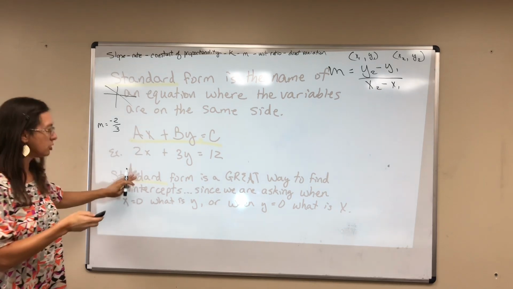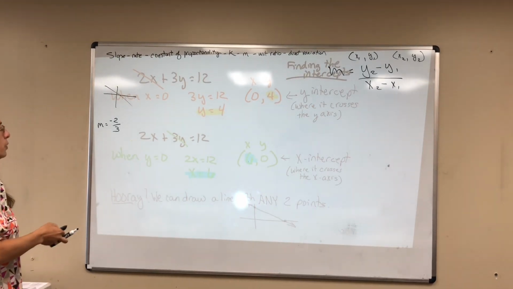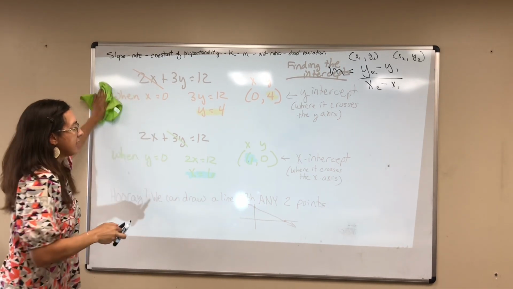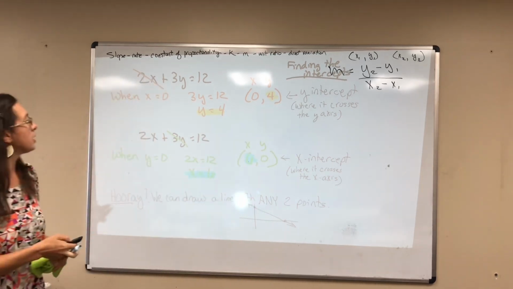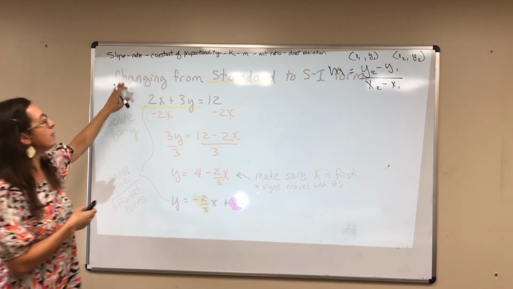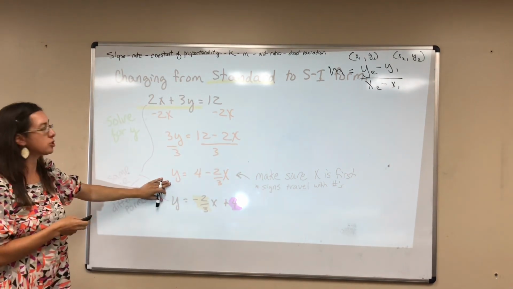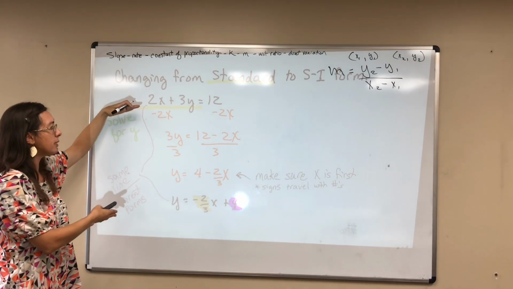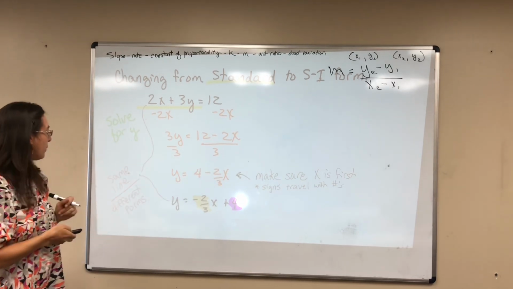So our standard form always gives us those. We're answering the question when x equals 0 and when y equals 0. We're going to plug those in. Now, when we change from standard form to slope-intercept form, all we're doing is solving for y. We talked through that, remember? It's the exact same equations. We just keep rearranging them in different ways.